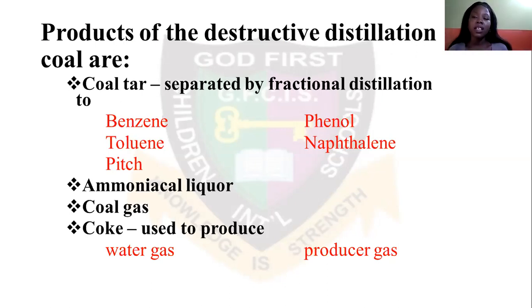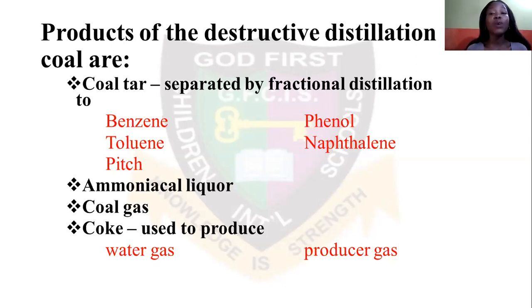Coal gas. Coal gas is the gaseous form from the destructive distillation of coal, and it's a mixture of gases. So there are different gases, most especially you have methane, hydrogen sulfide, and other gases mixed together in that gas. So usually this coal gas is used as fuel, maybe in cooking, both industrially and domestically.